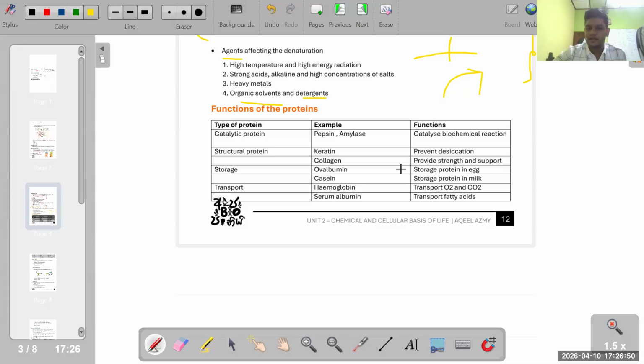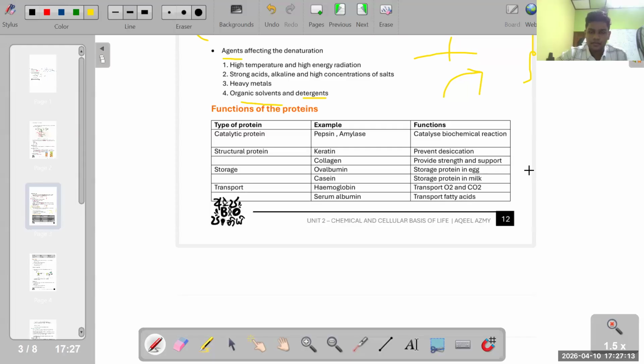Can you understand? They are the ones that store protein in egg. Is that clear? Ovalbumin, storage of protein in egg. They are the ones that store the protein nature in egg. Just because ovalbumin is present, eggs get a protein nature.